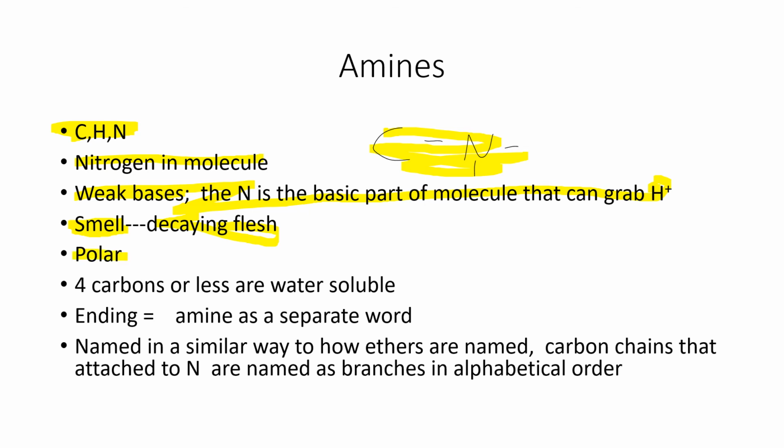Because of the nitrogen, amines end up being polar, and these will also follow the 4 carbons or less rule, being water soluble. More than 4 carbons will not be water soluble. The ending is amine as a separate word. And what we're going to see is that our amines get named in a similar way to how the ethers are named. The carbon chains that are attached to the N are named as branches in alphabetical order. So we're going to look at some examples of naming these amines.